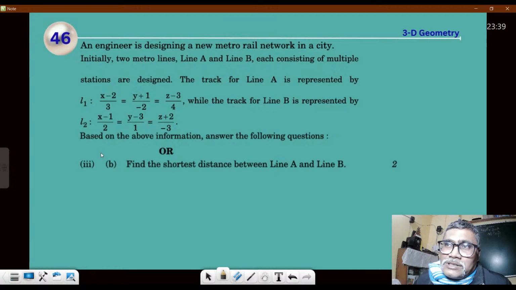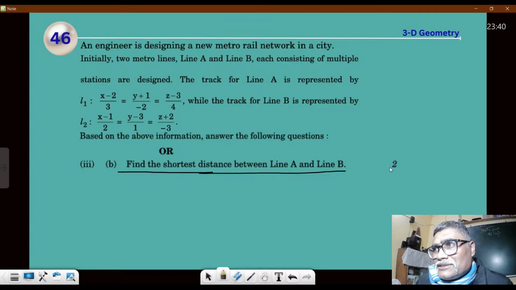It is the last part. An engineer is designing a new metro. This is already read. What is the last? Find the shortest distance between line A and B. See, basically shortest distance carries only 2 marks. But when these problems come individually, at least 3 marks are given. So that way it is beneficial. Here it is a loss. So I think I don't have any more problems for this.